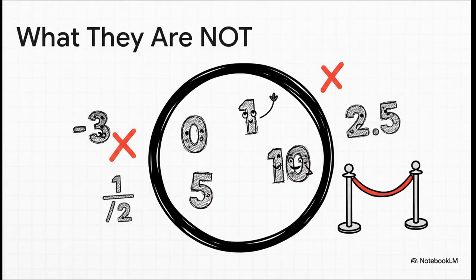You know, sometimes the easiest way to figure out what something is is to figure out what it's not. And let me tell you, whole numbers are pretty exclusive. Think of it like a club with some strict rules. Rule number 1: no negative numbers allowed. Sorry, -1, you're not on the list. Rule 2: no fractions. And Rule 3: no decimals. So 2.5, nope. They're just clean, complete whole units.